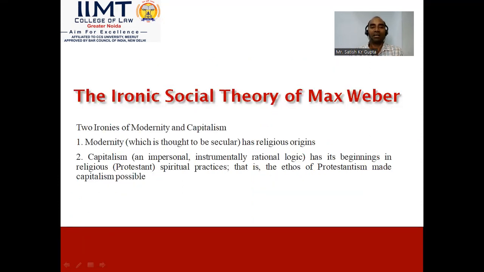Further, here we can see the work of Max Weber, the ironic social theory of Max Weber. So, two major theories of Max Weber, two ironies of modernity and capitalism. The first one is modernity, which is thought to be secular but has religious origins, and the second one is capitalism, an impersonal, instrumentally rational logic that has its beginning in Protestant spiritual practices. That is, the ethos of Protestantism made capitalism possible.